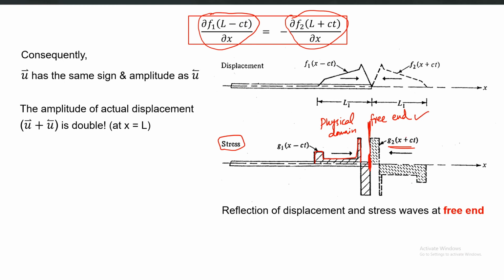So the reflection of displacement and stress wave at free end, this is about stress. For displacements, you can see here that if the f1 function, the original displacement of the incident wave or the approaching wave, is having this shape, the reflecting wave f2 function will also be having the same shape, and basically it will have the same sign.